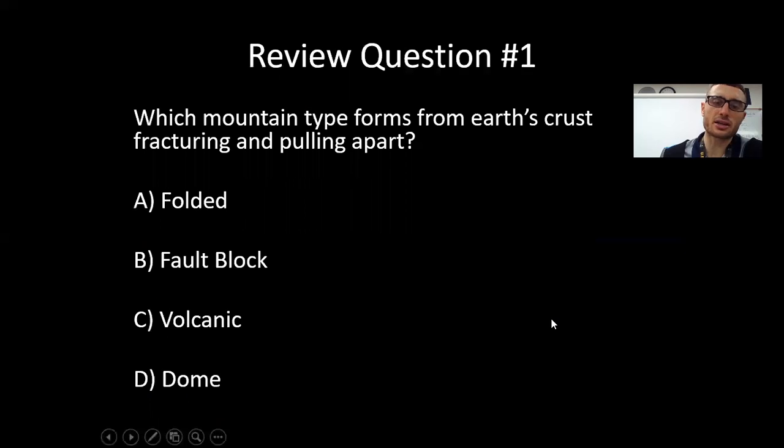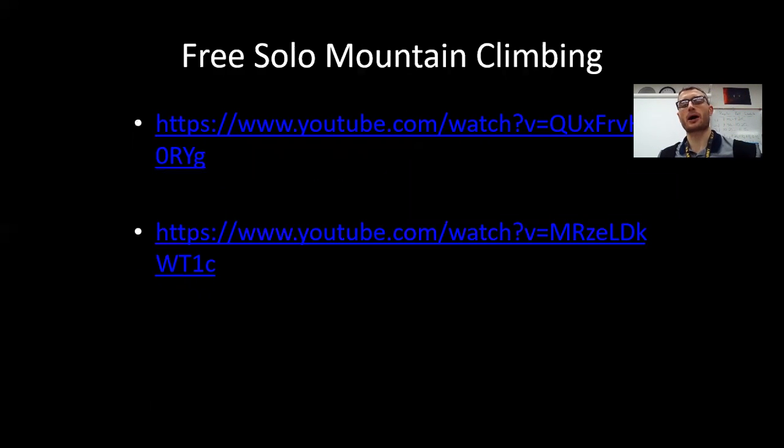But let's look ahead. Last question today. Which mountain type forms from Earth's crust fracturing and pulling apart? Is it A, folded, B, fault block, C, volcanic, or D, dome? Pause it, see what you think. The correct answer is going to be B, fault block. That was in our Go Blue earlier, right? You just got to know what we just learned about. That's all. Again, B, fault block.